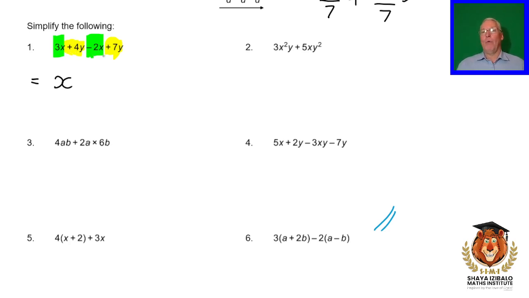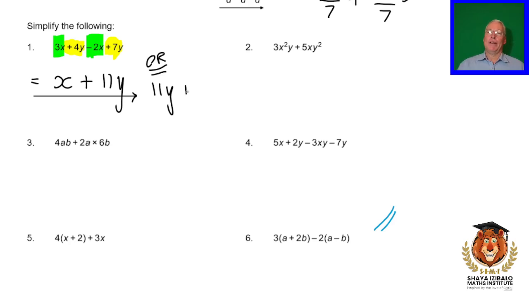4y, positive 4y, add 7y, plus 11y. If you wrote 11y plus x, absolutely fine. You could write 11y plus x. That's just as good. What you cannot do is add those two terms because 11y and x are unlike terms.